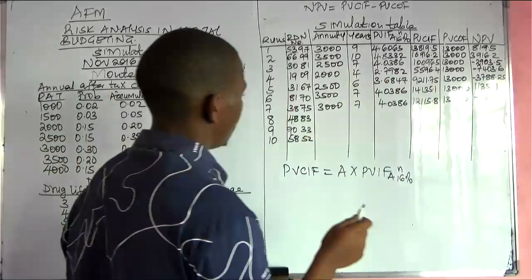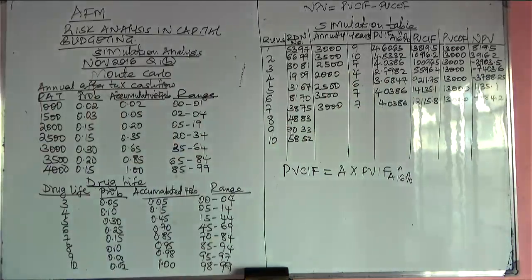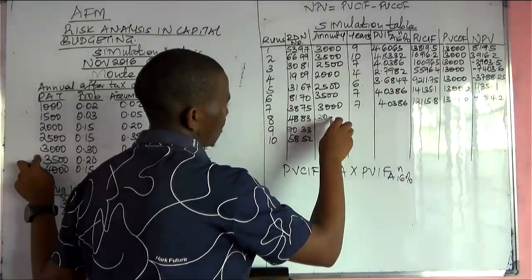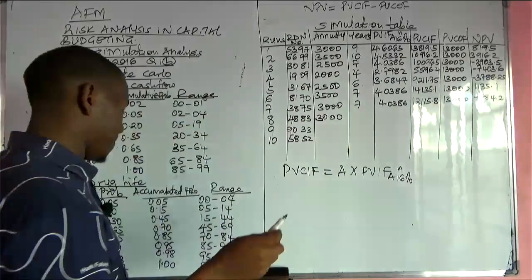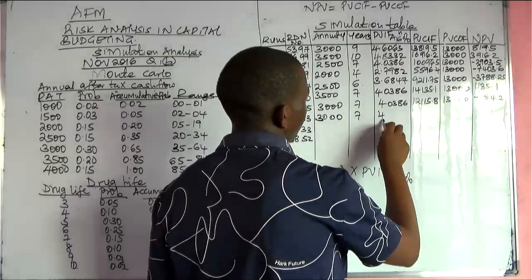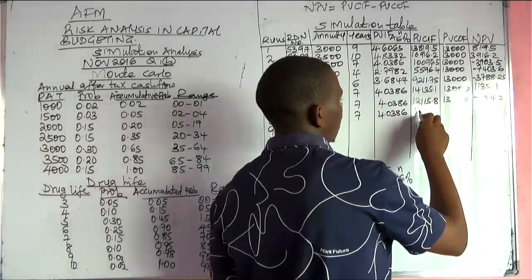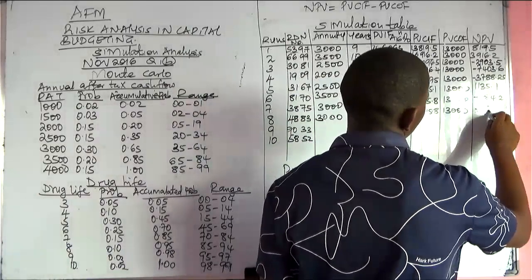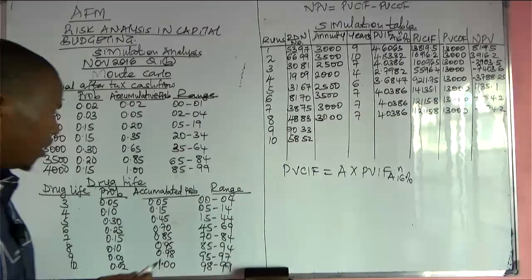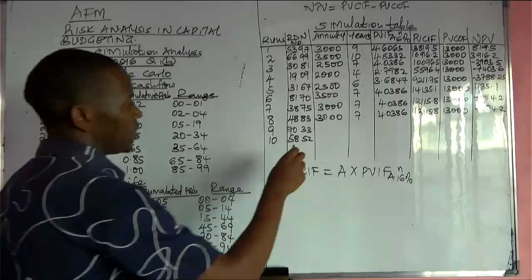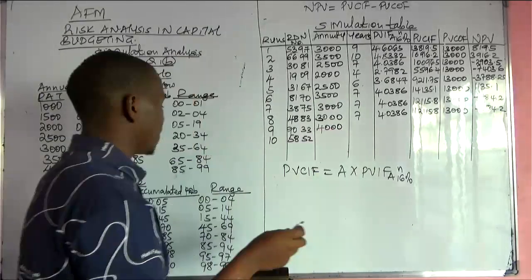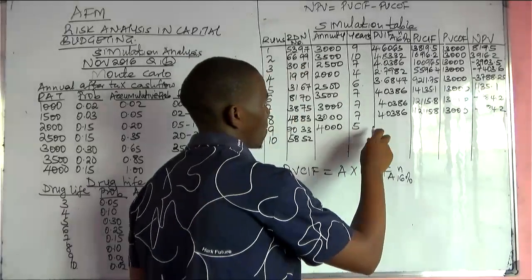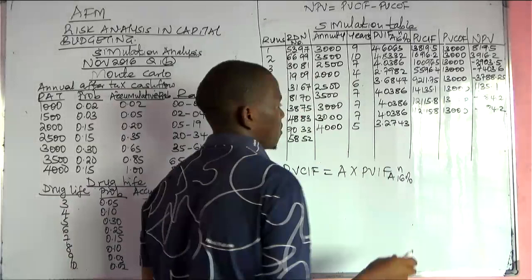0.2. We go to 48. Where does 48 lie? Yes? 3,000. Is it 7? So this is 4.0386. This will be 12,118,000. So this will still remain 4,000. 33, we have 5. How much? 274. Multiply by that. What does it give you?